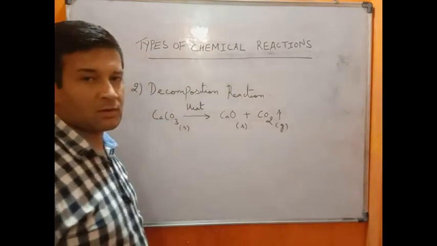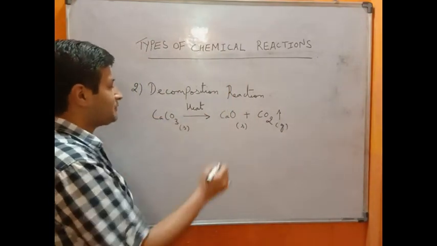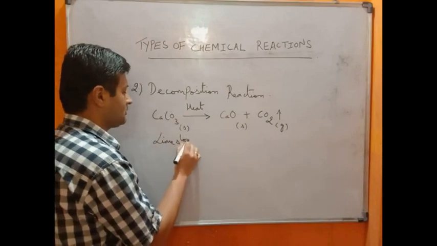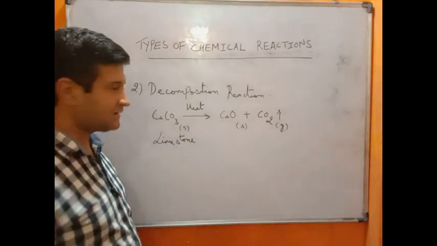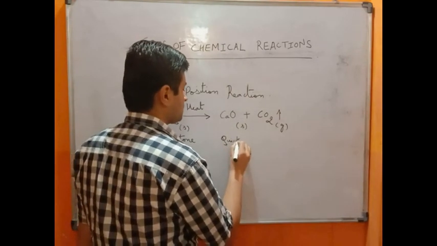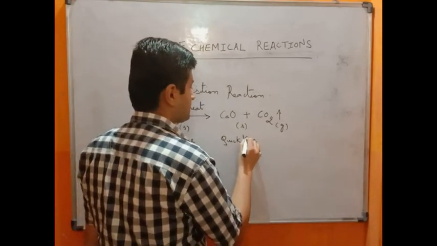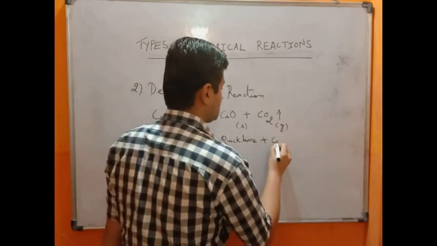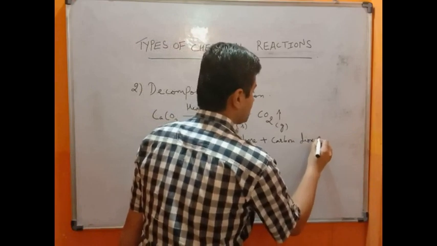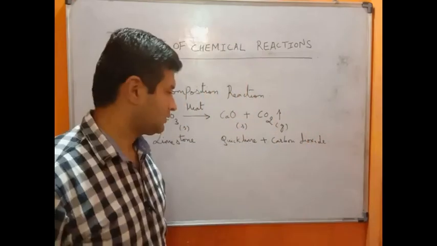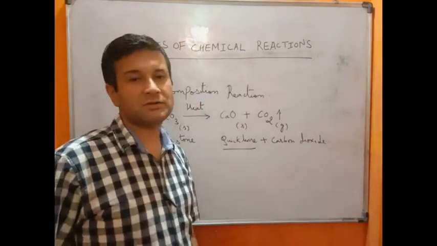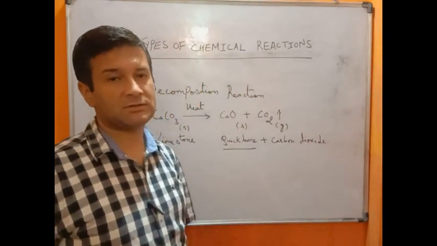So this calcium carbonate or limestone, when it is heated, it gets converted to quicklime and carbon dioxide gas is evolved. One of the uses of quicklime is it is used in the manufacture of cement.